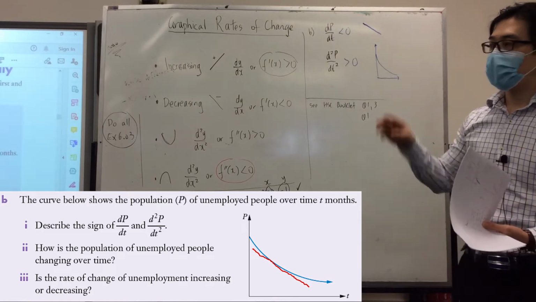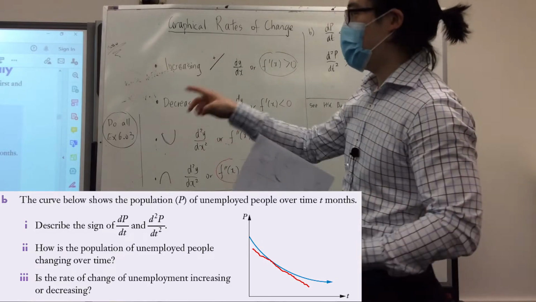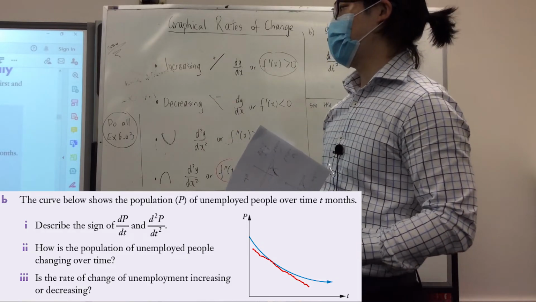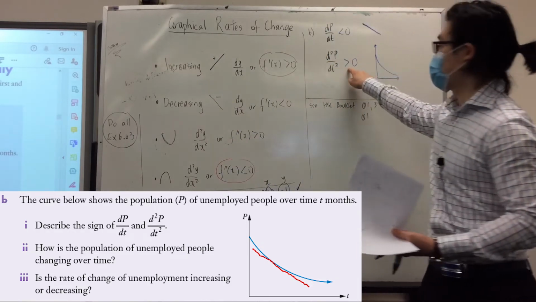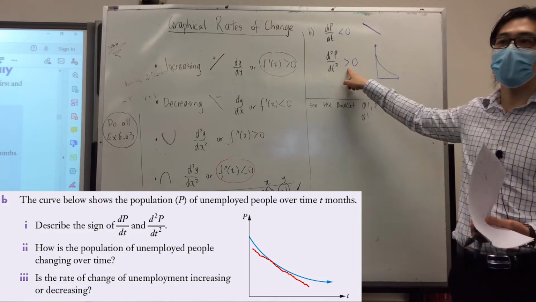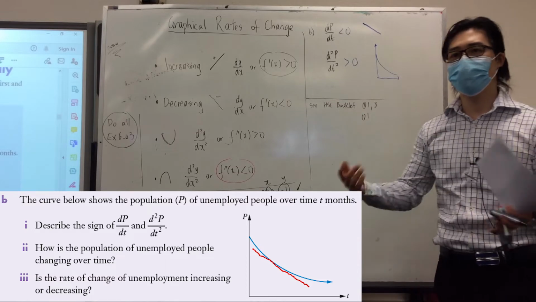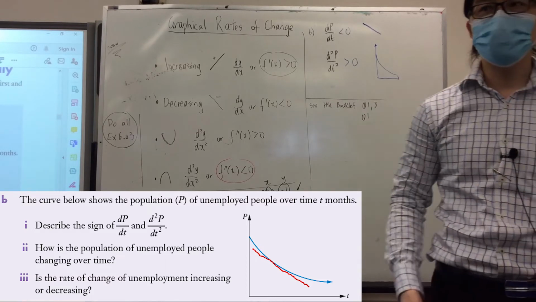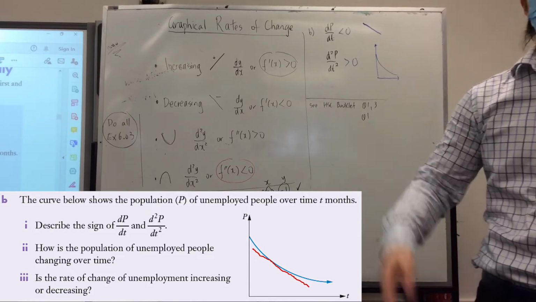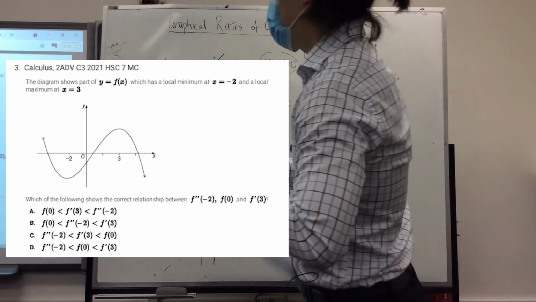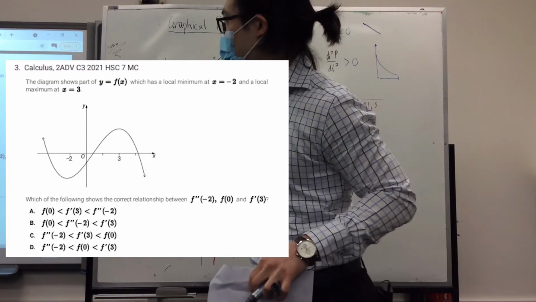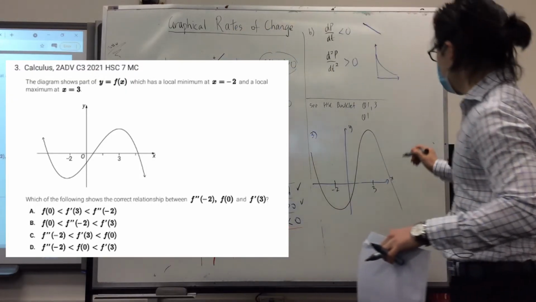But the last part's a bit tricky. Is the rate of change of employment increasing or decreasing? The sign we have here is increasing. So that means the rate of change is increasing, which means it's always changing. Yep, so that's how you interpret it graphically in different contexts. They want you to analyze f double dash at minus 2.